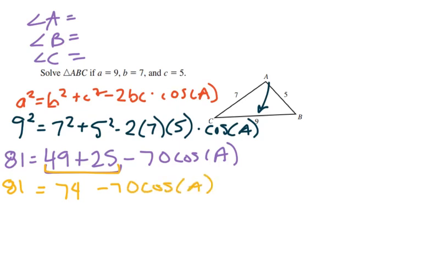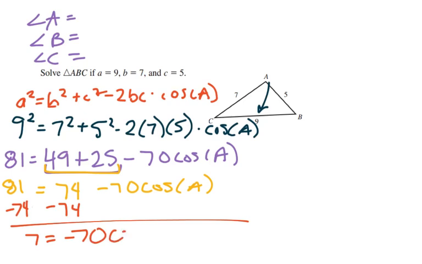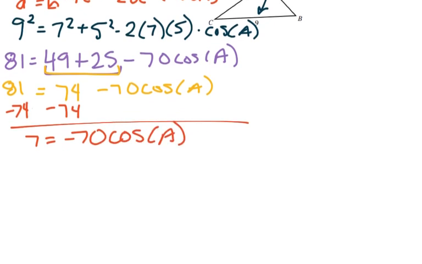And continuing to solve, we could subtract our 74 over. Yeah, that's not going to work. And get 7. And then continue to solve. This multiplier needs to be divided. And so 7 divided by negative 70 is negative 0.1.